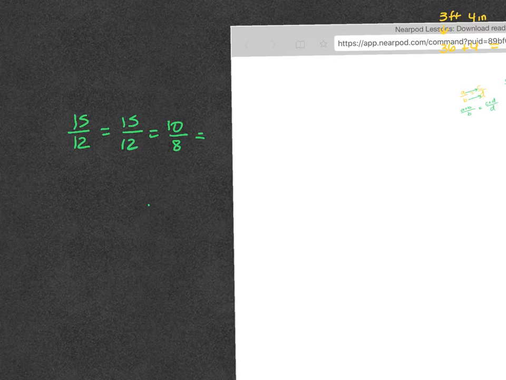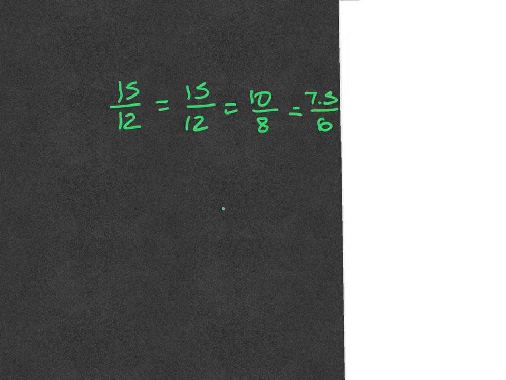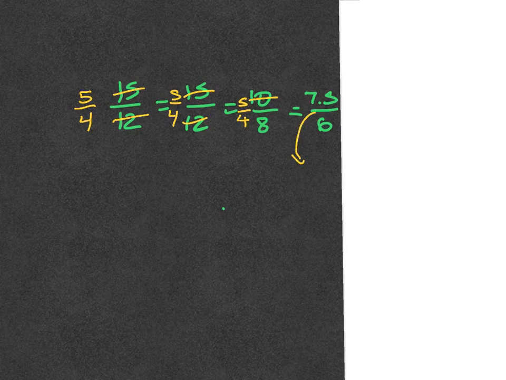And then on the left, the smallest side is 7.5, and on the right, the smallest side is 6. So if these are similar, then all of those ratios have to be simplified to the same thing. What goes into both 15 and 12? 3, right? This would be 5 to 4. This would also be 5 to 4. What goes into both 10 and 8? 2. That would be 5 and 4.